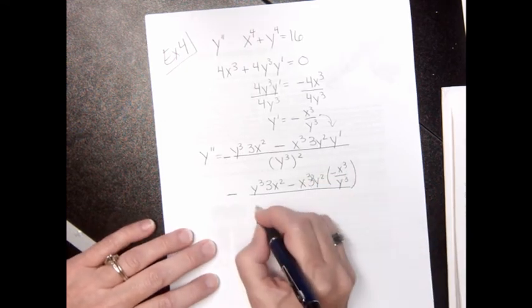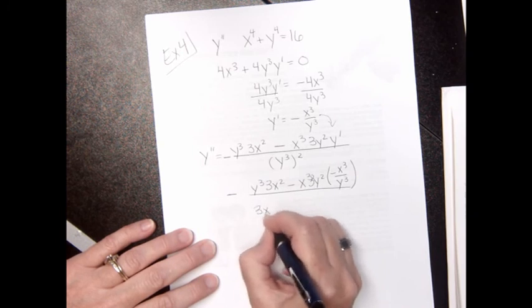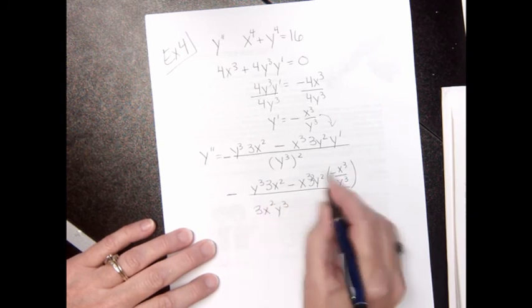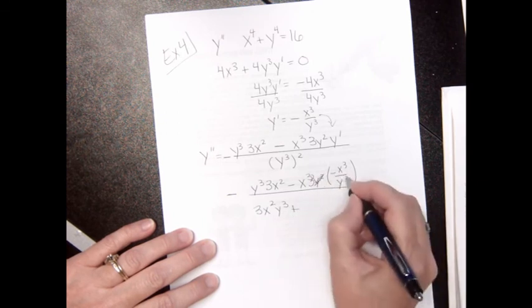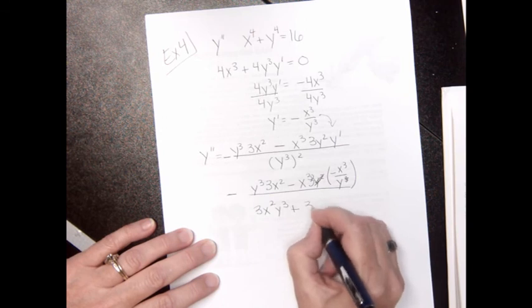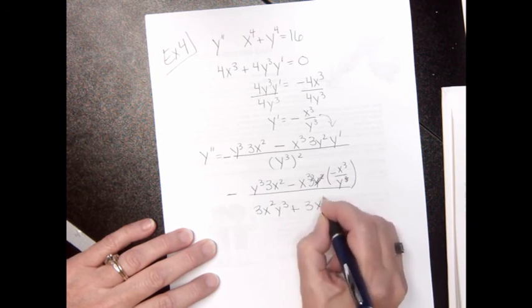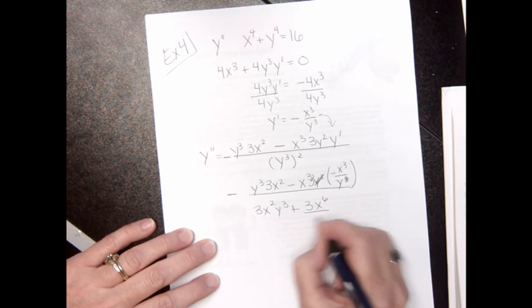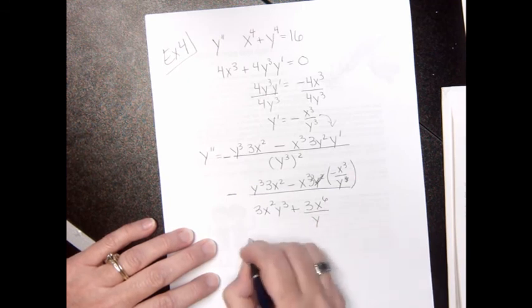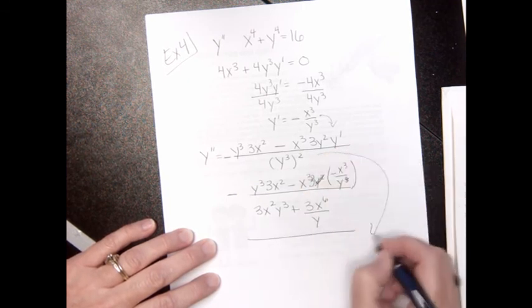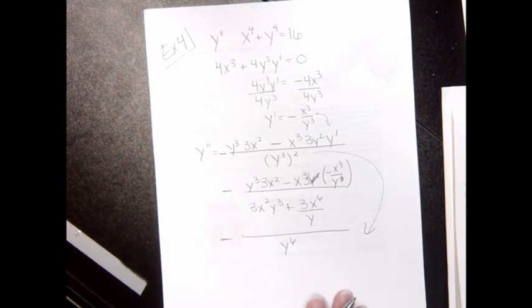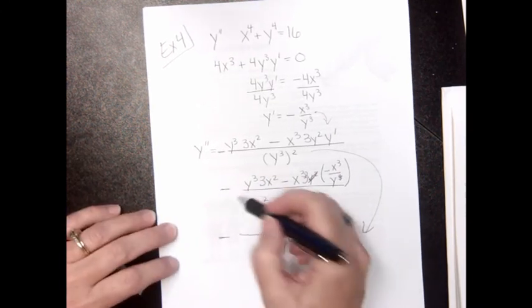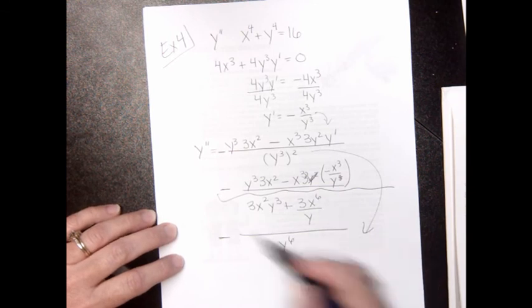So let's take a look at what I have here. 3x squared y cubed. This is now going to be plus. I'm going to do some reducing. And I have 3x to the 6th all over y, all of that still over my y to the 6th, and I have a negative out front. Okay, well, can't leave it like that because this is a complex fraction here.